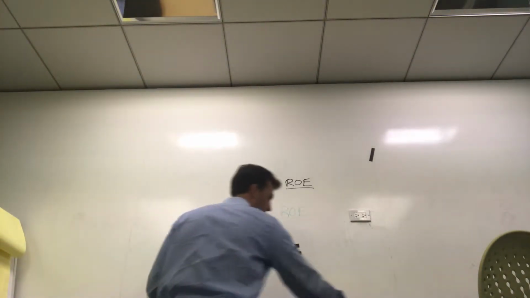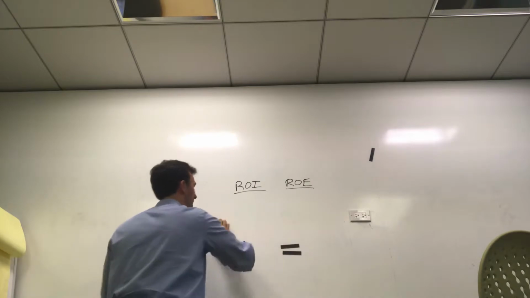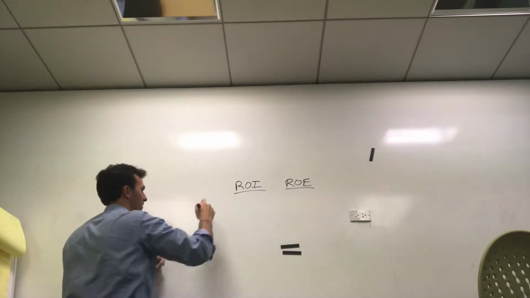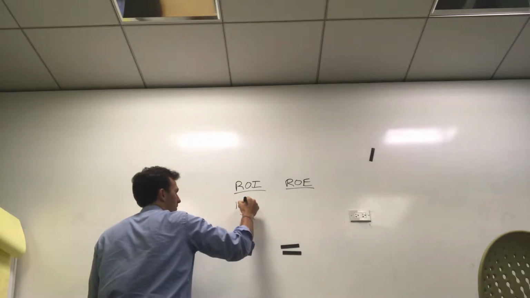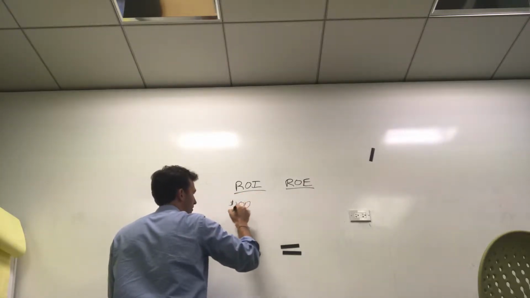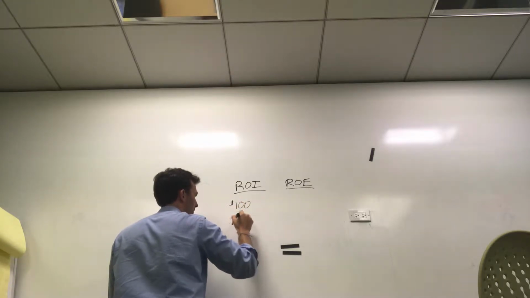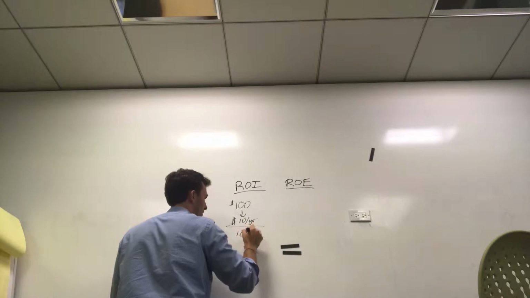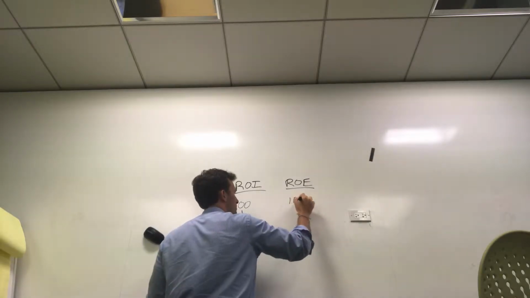Perfect. So again, use the same analogy we did before. I invest $100. That makes me $10 a year. That is 10% return on investment.